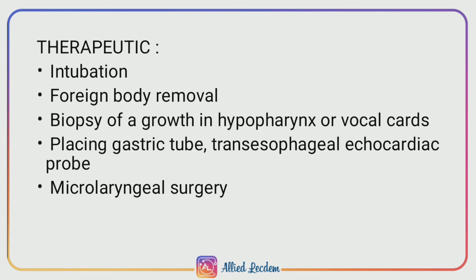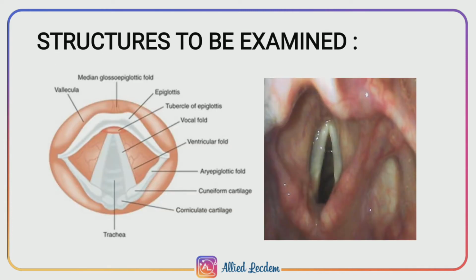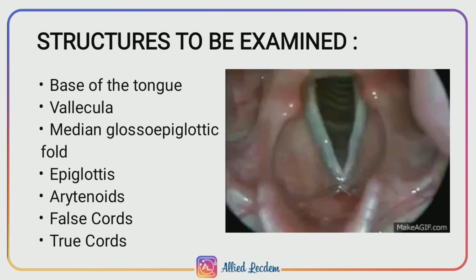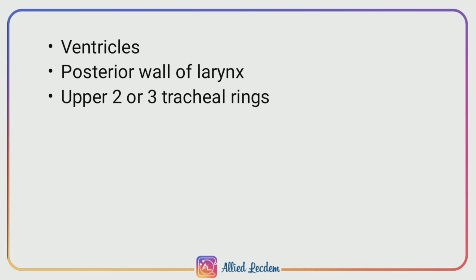microlaryngeal surgery. Structures to be examined: base of tongue, vallecula, median glossoepiglottic fold, epiglottis, arytenoids, false cords, true cords, ventricles, posterior wall of larynx, upper 2 or 3 tracheal rings.